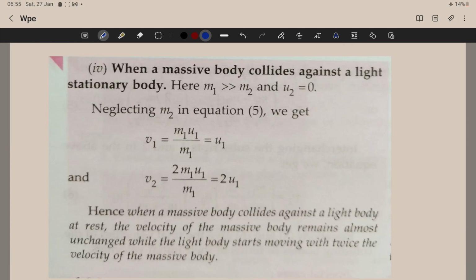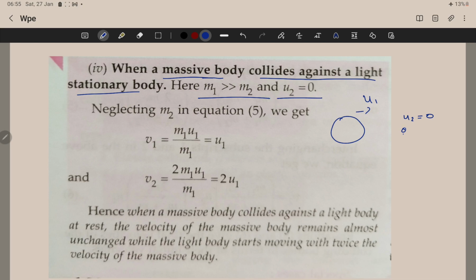There is one more case. What happens when a massive body collides against a light stationary body? The massive body is in motion and it is colliding with the lighter body, which is at rest. Then m1 is greater and u2 is 0. If we put these values, v1 will become u1.